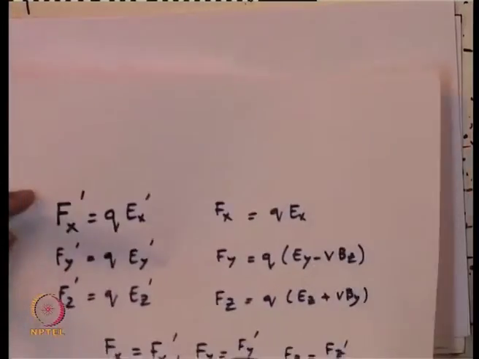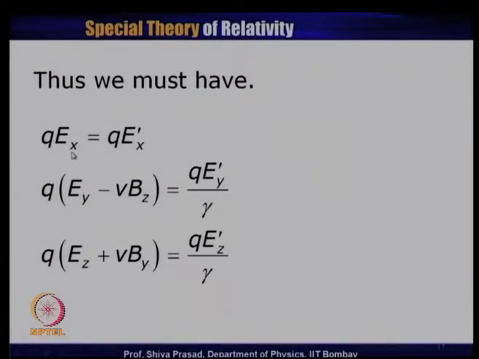So, this is what I have written. The first equation is QEx must be equal to QEx prime, because Fx was equal to Fx prime. The second equation was Fy is equal to Fy prime by gamma; Fy prime was just QEy prime divided by gamma. The third is Fz must be equal to Fz prime, which is QEz prime divided by gamma. So, these are the three equations. The first equation is straightforward, Q will cancel, giving Ex is equal to Ex prime. Let us look at the other two equations and see what they give us.